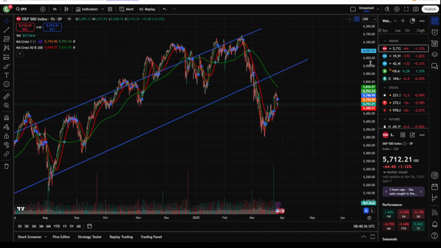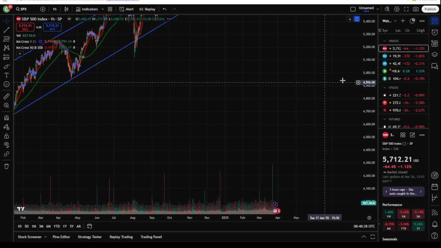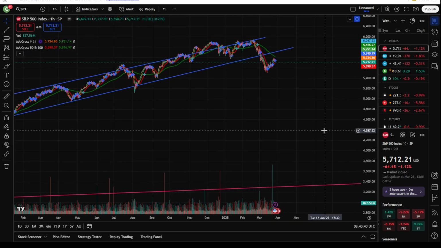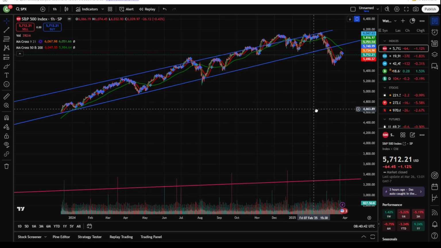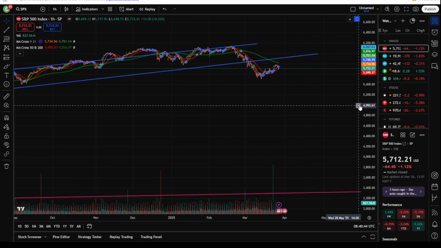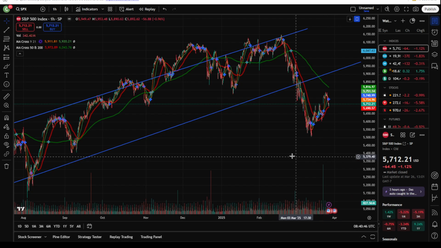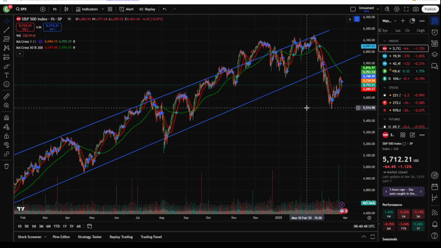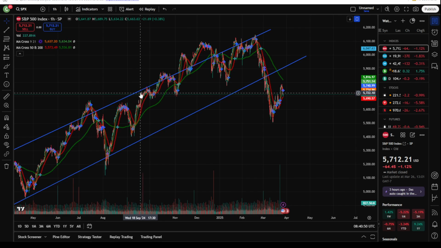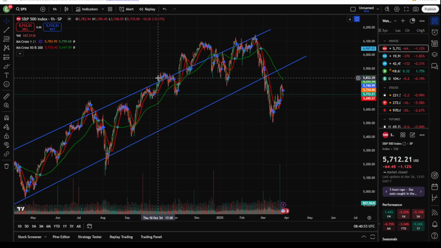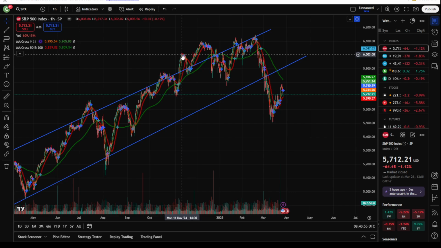All right. So what's cool about this is I already have the lines in place here to refer to. You know, could have gone short here, would have done well. Short here would have done well.